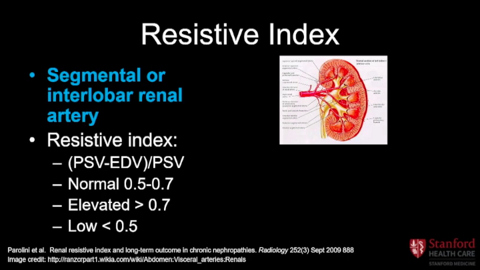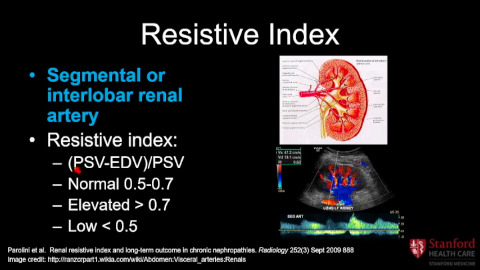Okay, so when we evaluate patients with color Doppler, we typically also get a resistive index. And the resistive index should be measured in either the distal segmental or interlobar renal artery. The resistive index is calculated by taking the peak systolic velocity minus the end diastolic velocity divided by the peak systolic velocity. So you have velocity over velocity.